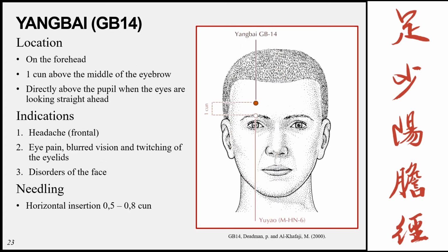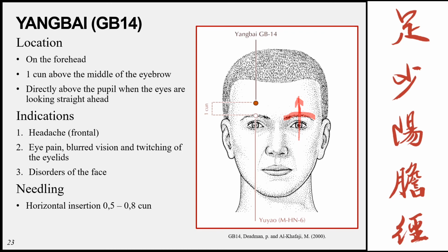The next point is Yangbai, GB14. This point is located on the forehead, and it's 1 cun above the middle of the eyebrow. Here's the eyebrow, and we've got to go to the midpoint, which is Yuyao, an extra point, and we've got to go 1 cun up from there. And this is directly above the pupil when the eyes are looking straight ahead. So you're going to ask your patient to look straight ahead, and then the pupils will give you the midpoint of the eyebrow and also where this point lies.